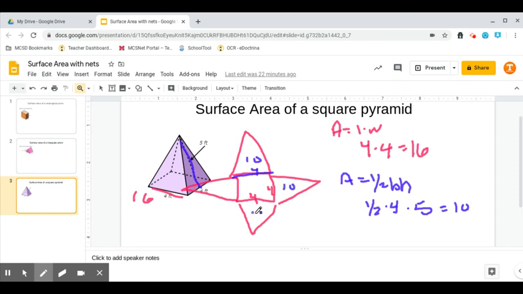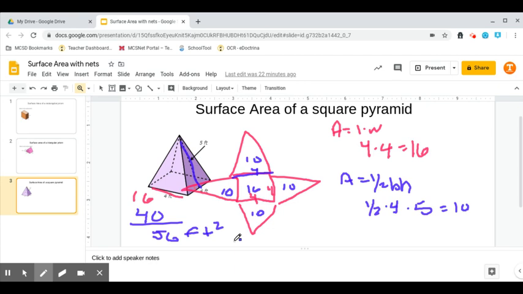10 for each of them. So 10, 20, 30, 40 for the triangles. And we get 40 plus the 16 of the 4 times 4 here. And we get a total of 56 feet squared.